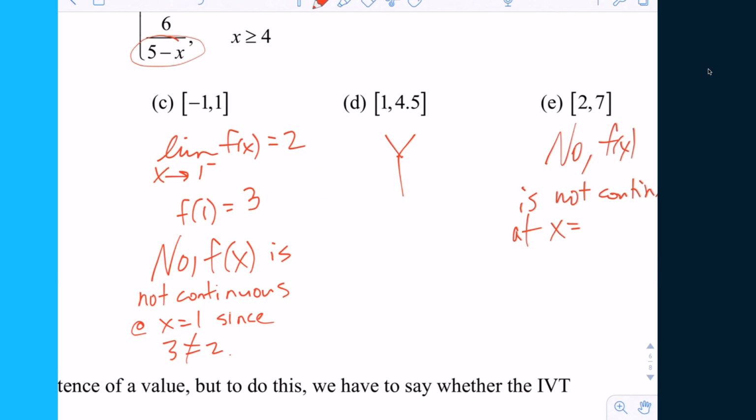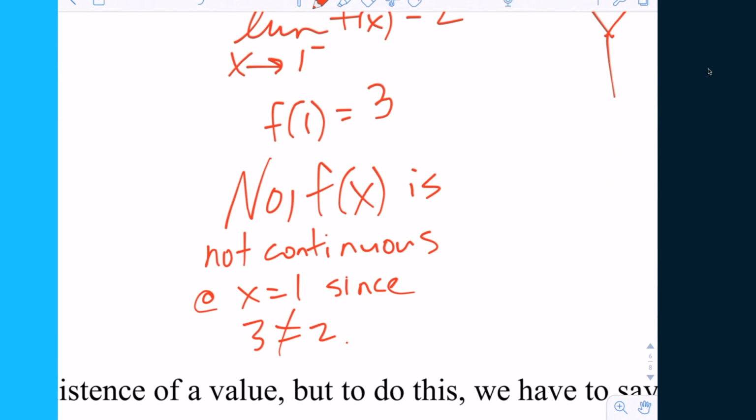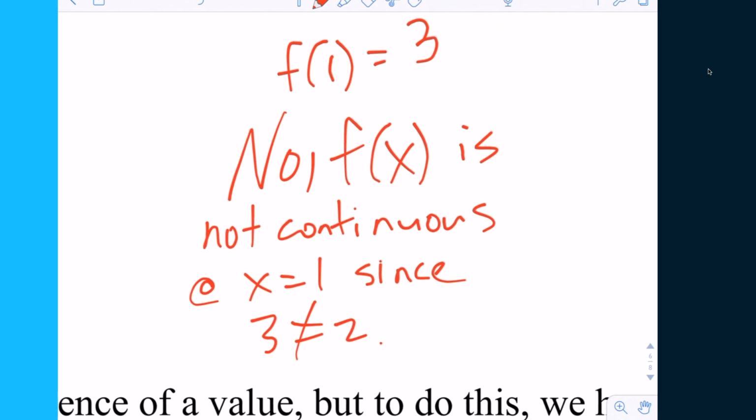Oh, I said at x equals 1. Yeah, at x equals 1. I didn't really answer the question earlier. You could say at x equals 5. I kind of got confused over here with what the question was asking. I got my tunnel vision.